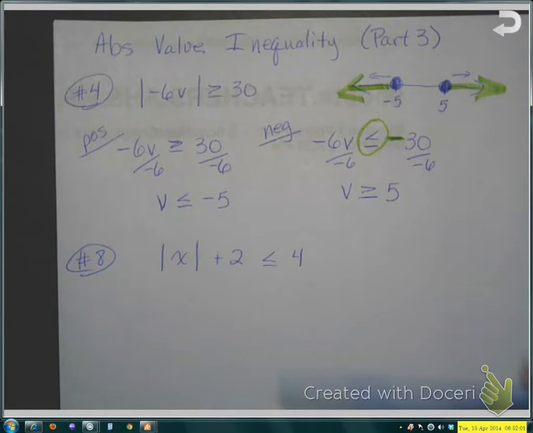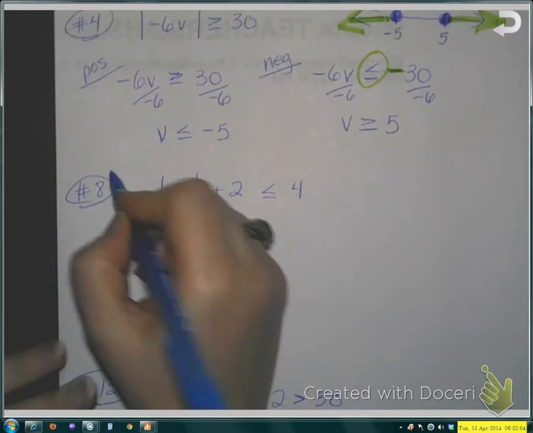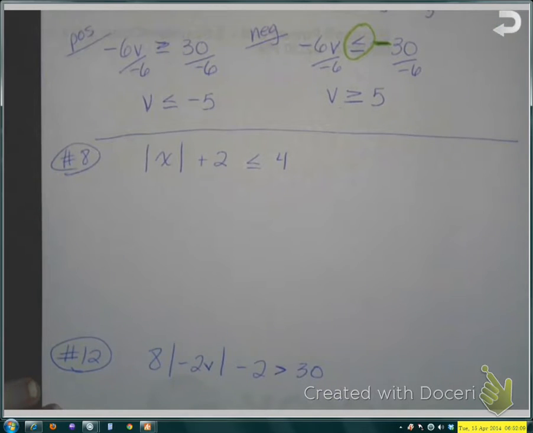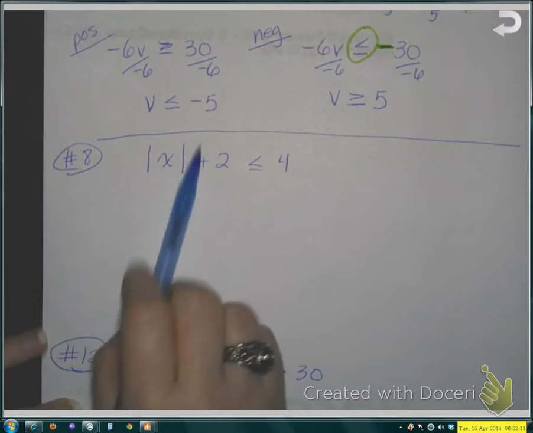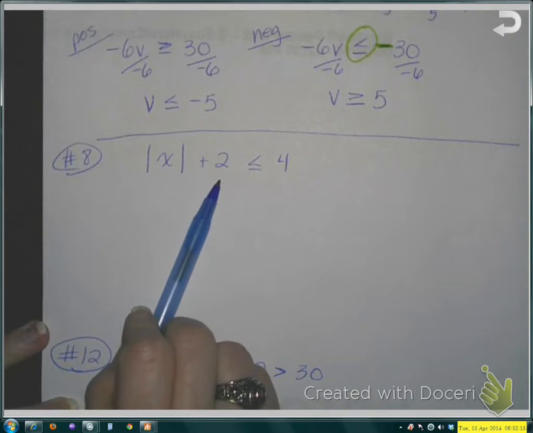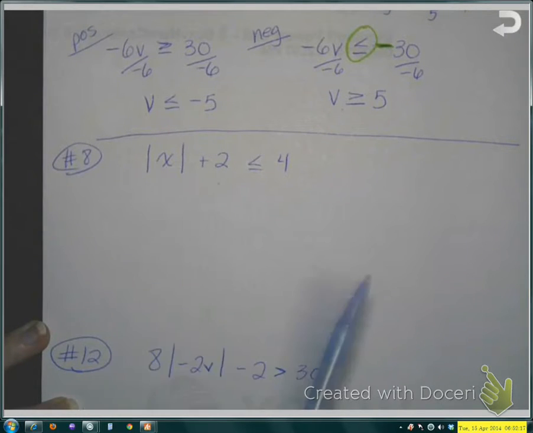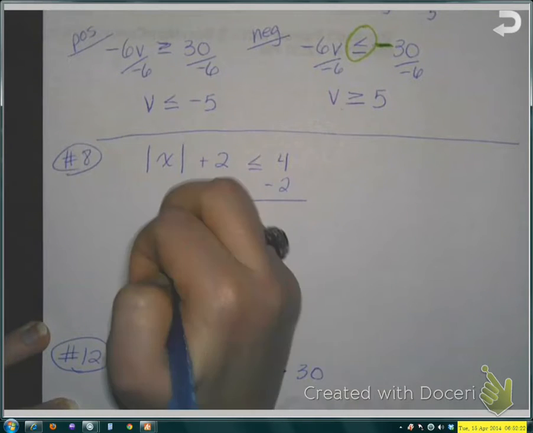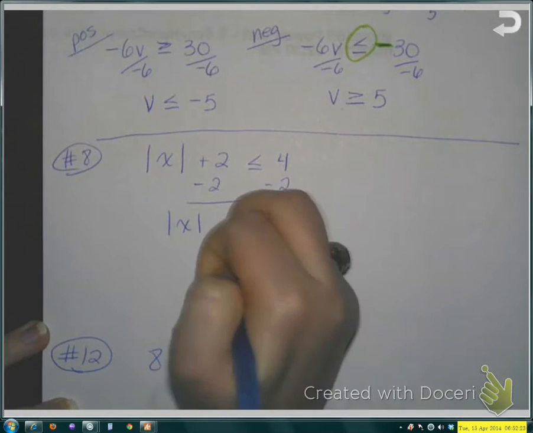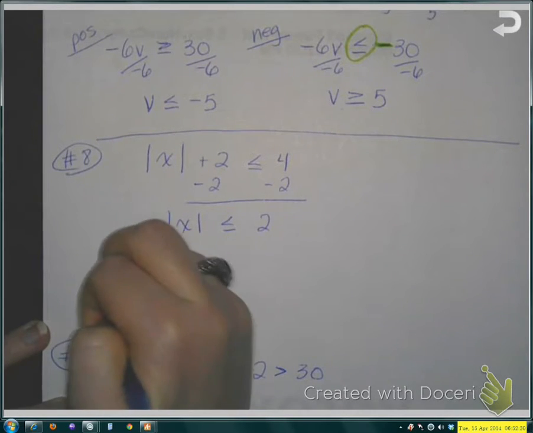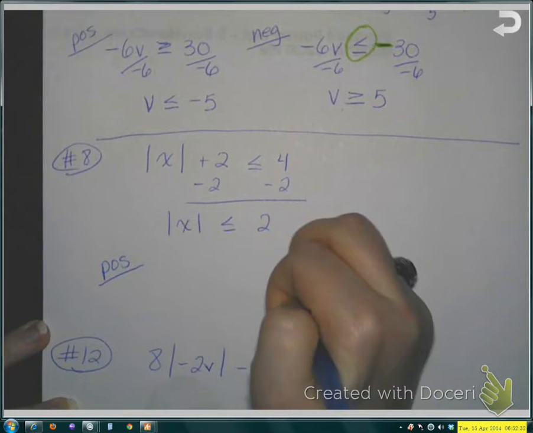Okay? Let's do number 8. That was number 4. I don't remember if I said that. Okay, so number 8. Is the absolute value by itself? No. Got to get rid of something. How do I get rid of the 2? Very good. We're going to subtract the 2. Move it over. Okay, so now I have absolute value x less than or equal to 2. Okay, absolute value is by itself. So now I do my positive case. I do my negative case.